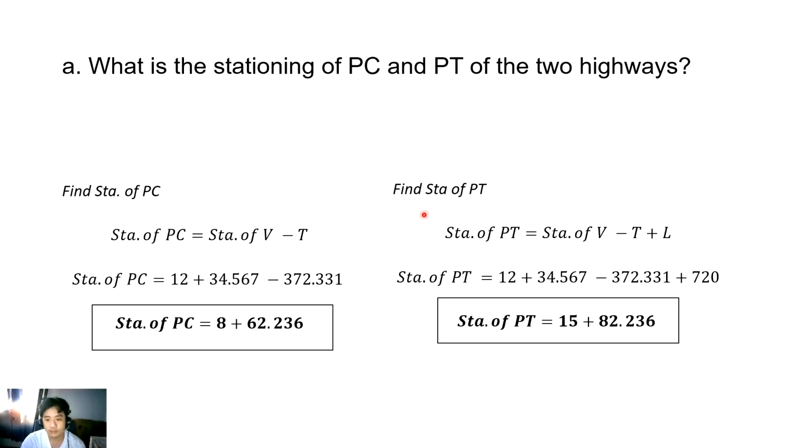So, for the station of PT, we're going to use the formula station of vertex minus subtangent or yung T plus yung length of arc or curve, which is yung L. Then, substitute lang natin galing sa mga nakuha natin kanina. So, 12 plus 34.567 minus 372.331 plus 720. And we'll get 15 plus 82.236, sorry. So, ito na yung station of PT natin. 15 plus 82.236.